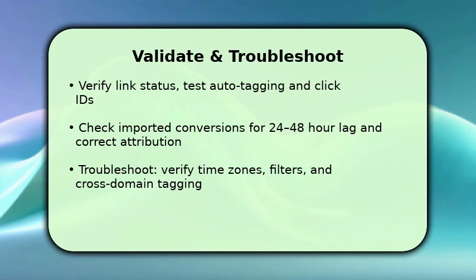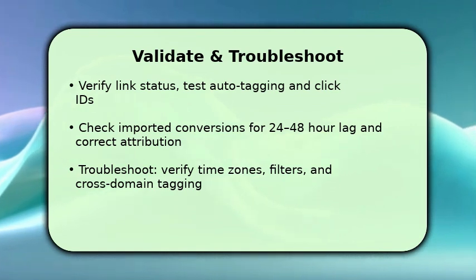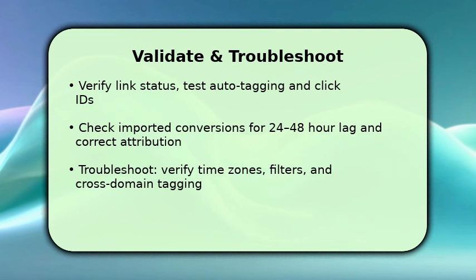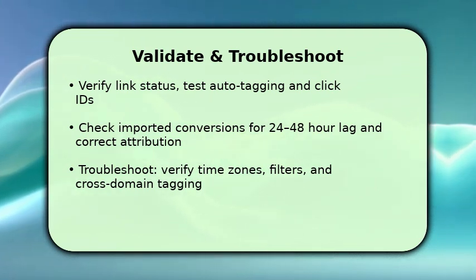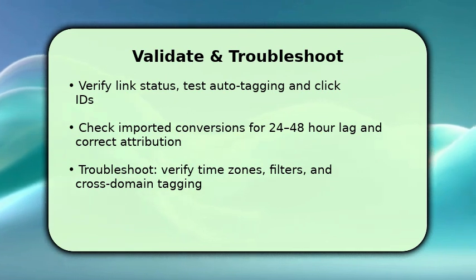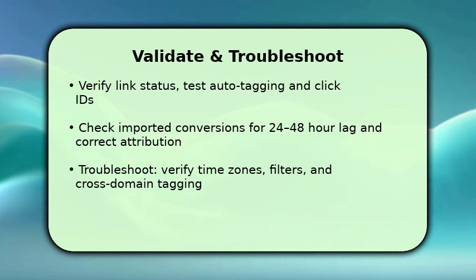Finish by validating the connection. Check link status in Analytics and confirm gclid auto-tagging is active in Google Ads. Then click Test Ads and monitor incoming hits. Once done, verify imported conversions appear in Google Ads. Allow 24 to 48 hours for data to populate and attribution to settle.